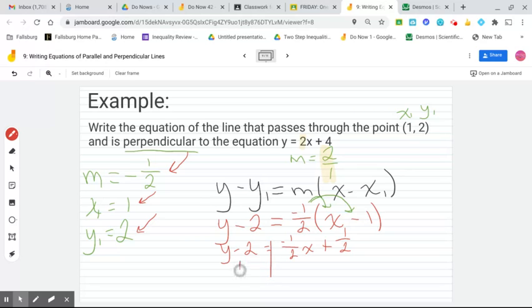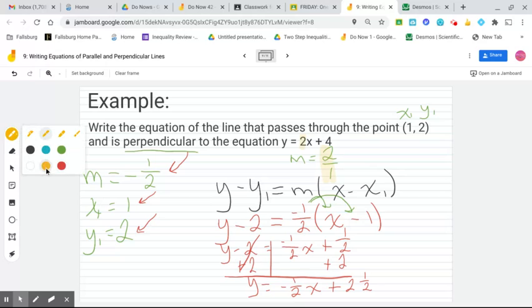The last step here is to add 2 to both sides because we want to get y by itself. So we have y equals negative 1/2 x, and we have 1/2 plus 2 gives me 2.5. So that is the equation of a perpendicular line to y equals 2x plus 4, and it passes through the point (1, 2).